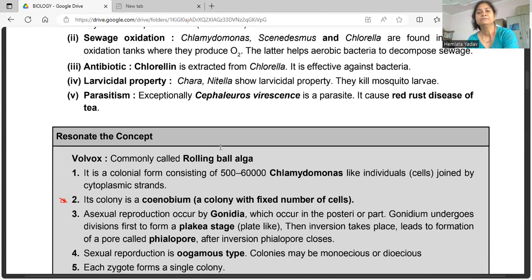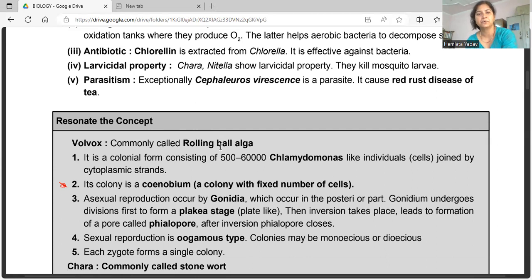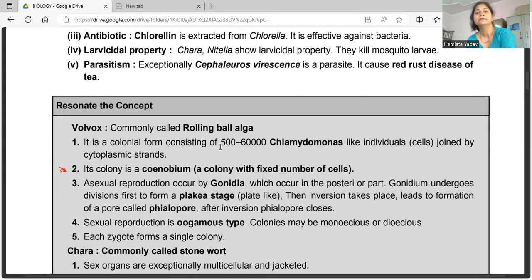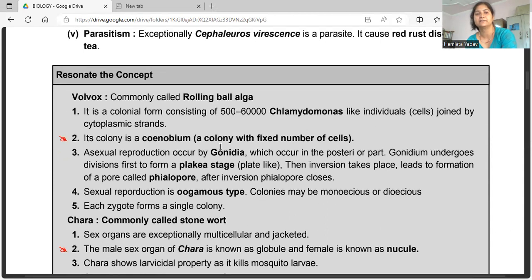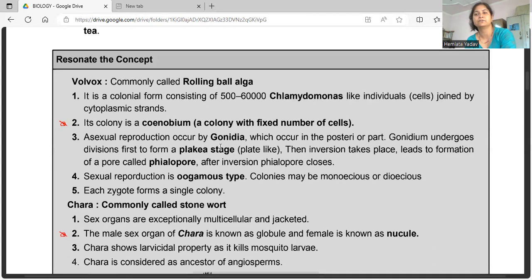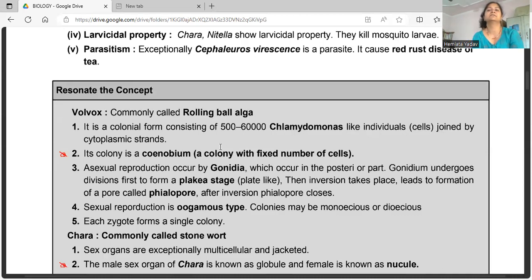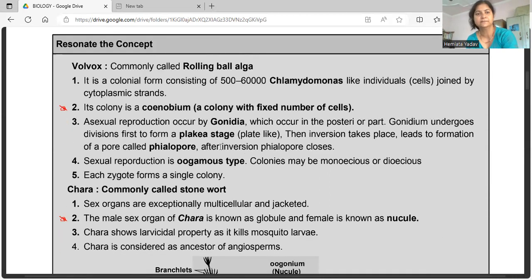Sewage oxidation: Chlamydomonas, Lesmus and Chlorella are found in sewage treatment also, where they produce oxygen. The latter help aerobic bacteria to decompose waste. Antibiotic chlorellin is extracted from Chlorella. It is active against bacteria. Larvicidal property: Chara, Nitella show larvicidal property, kill mosquito larvae. Parasitism exceptionally, Cephaleuros virescens is a parasite that causes red rust disease of tea. So Cephaleuros virescens is a parasitic green algae.